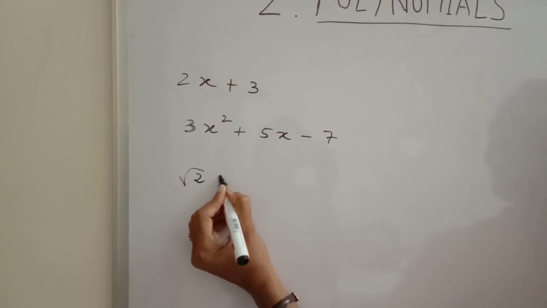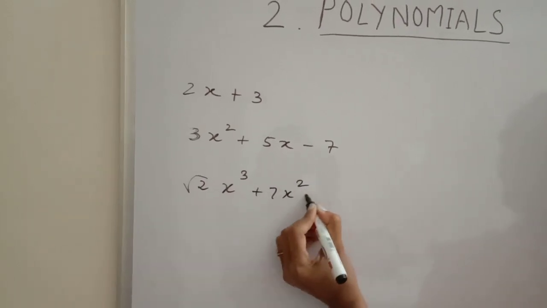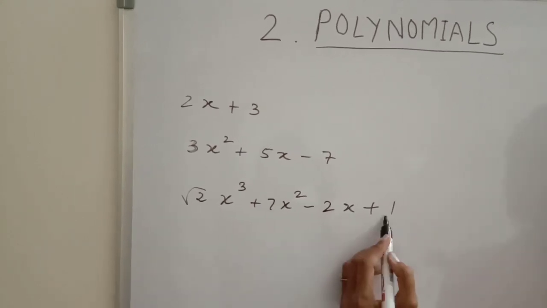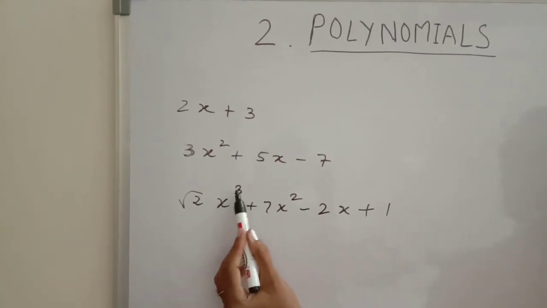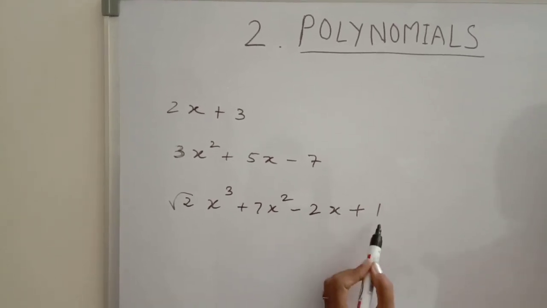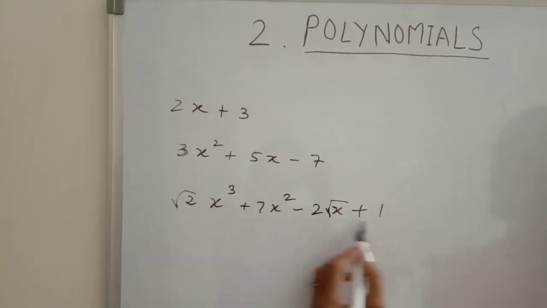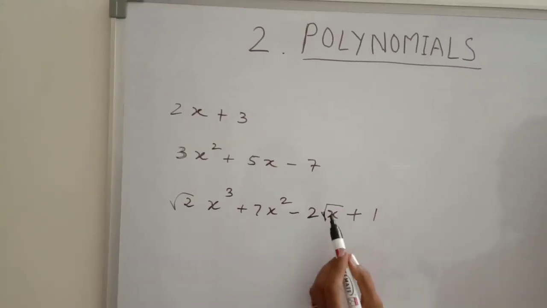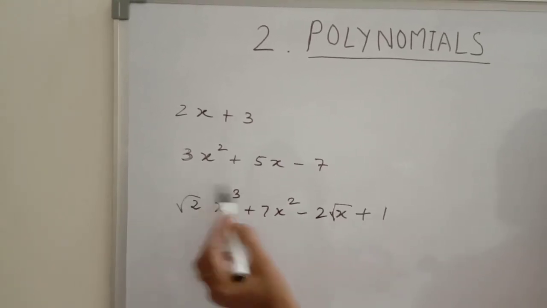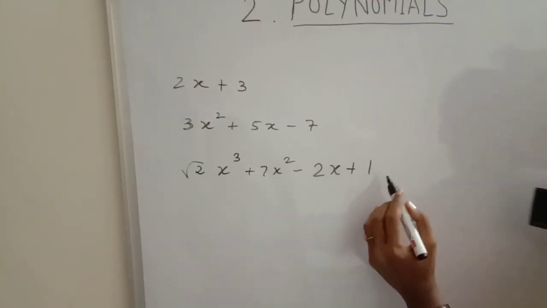Let's take some more examples. Root 2 x cube plus 7x square minus 2x plus 1. This is also a polynomial. Here the power of x is 3. Here the power of x is 2. Here it is 1. But suppose I write under root x. Now this is not a polynomial because here the power of x becomes 1 by 2. If I take only x, then it is a polynomial.